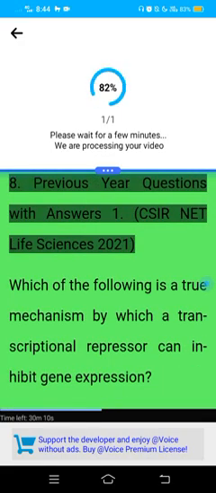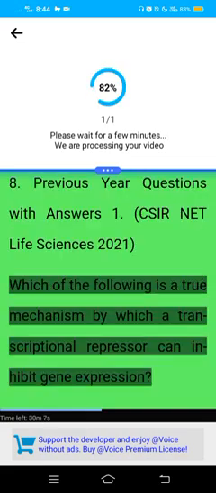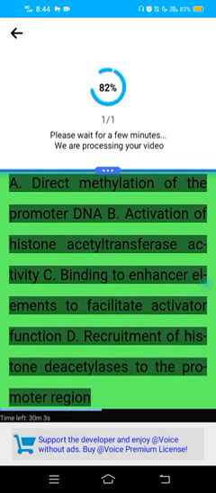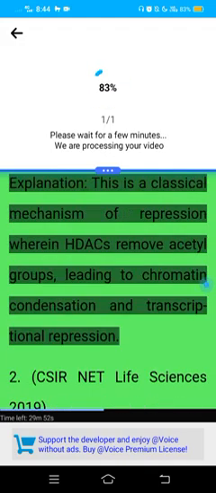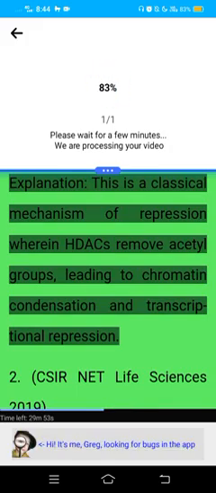8. Previous year questions with answers. 1. CSIR NET Life Sciences 2021. Which of the following is a true mechanism by which a transcriptional repressor can inhibit gene expression? A. Direct methylation of the promoter DNA via activation of histone acetyltransferase activity. B. Binding to enhancer elements to facilitate activator function. C. Recruitment of histone deacetylases to the promoter region. Answer: recruitment of histone deacetylases to the promoter region. Explanation: this is a classical mechanism of repression wherein HDACs remove acetyl groups, leading to chromatin condensation and transcriptional repression.